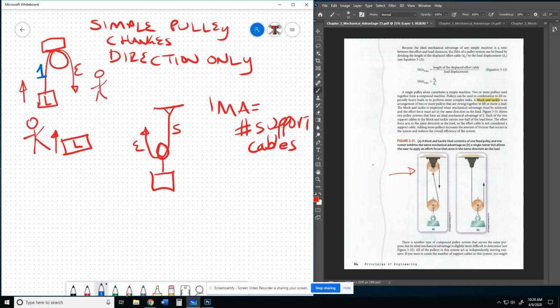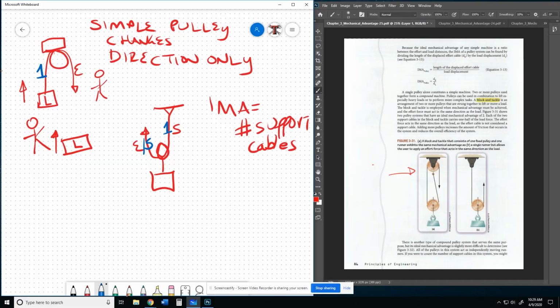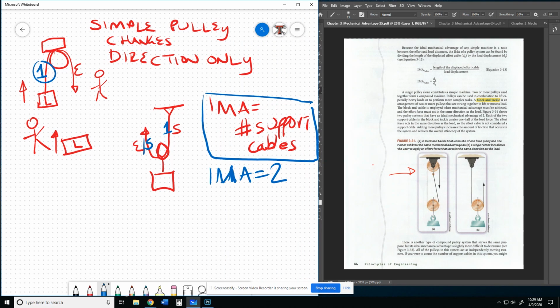Now, what's interesting though is that if we change the setup, how do we have the pulley set up? We have one support cable here, and this effort one also doubles as a support cable because you are pulling on it. You're in a sense supporting it per se. It is kind of a little tough to understand, but just trust me that when you have a fixed pulley, you have an ideal mechanical advantage of one, but when you have a movable pulley, in this particular case, you have one support cable and two support cables for an IMA. IMA equals 2. So that is the first type of definition. The other definition for IMA is this one here.